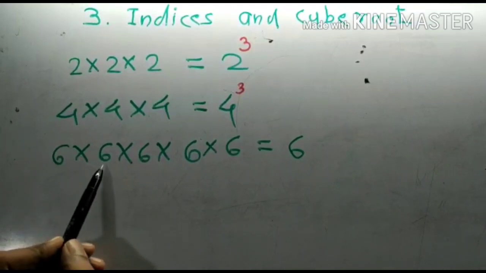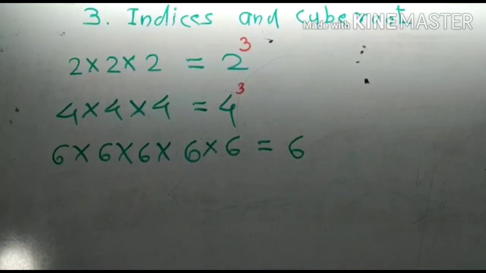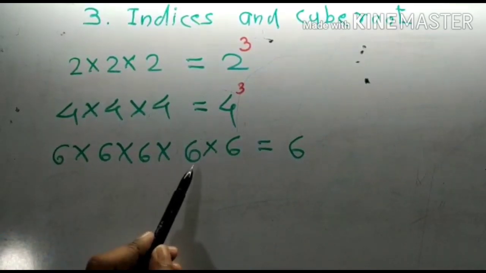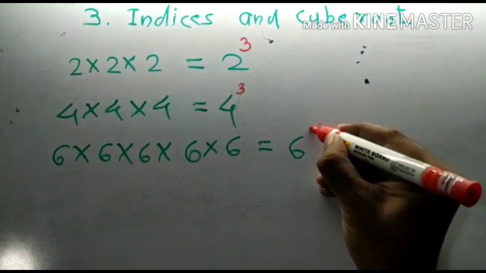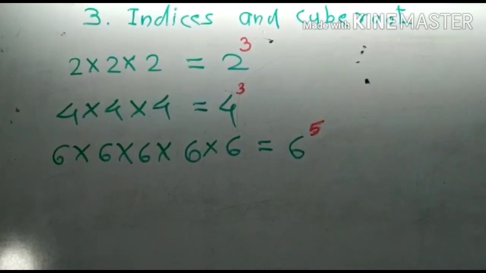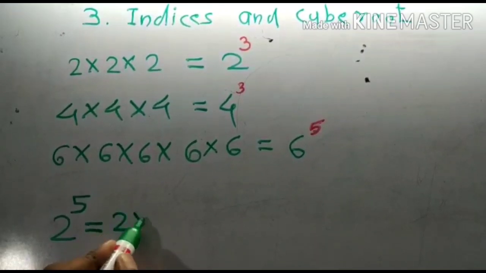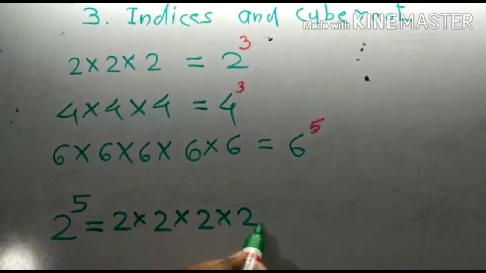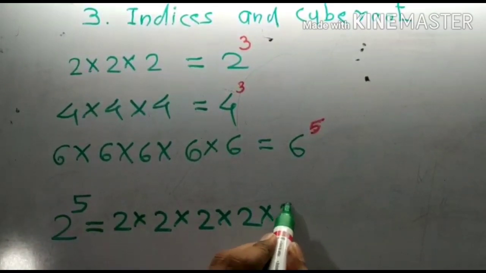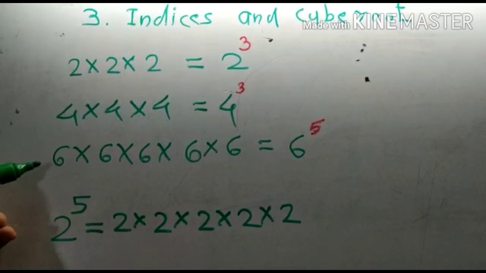Here 6 into 6 into 6 into 6 into 6. How many times 6? 1, 2, 3, 4, 5. Means 5 times 6. We write here 6 raised to 5. Like this, 2 raised to 5 means 1, 2, 3, 4 and 5, this 2 is 5 times, like this example.